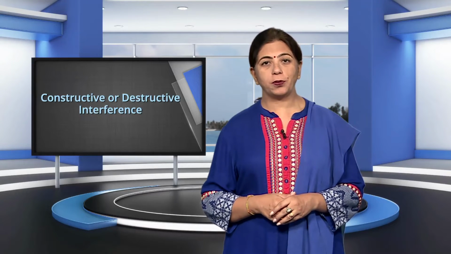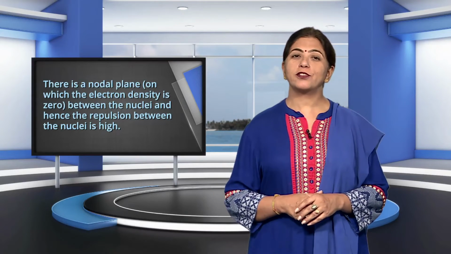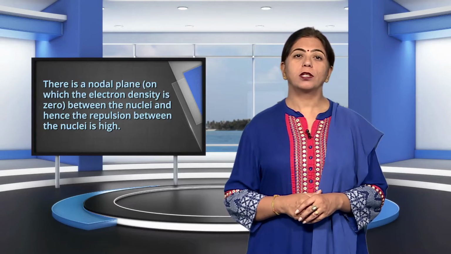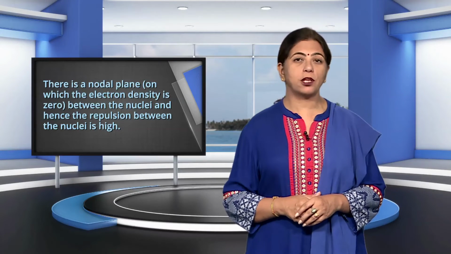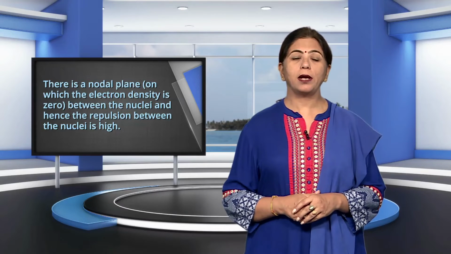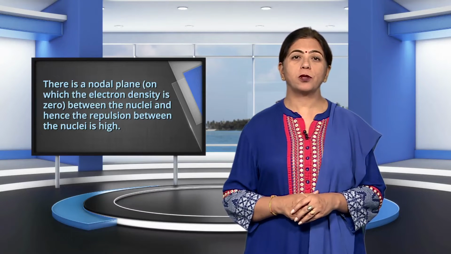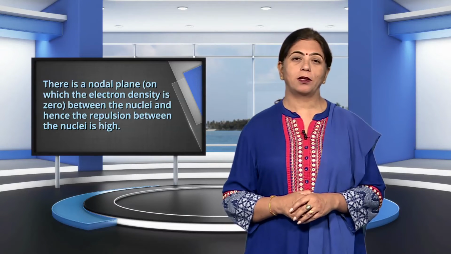While in case of an antibonding molecular orbital, most of the electron density is located away from the space between the nuclei. In fact, there is a nodal plane on which the electron density is 0 between the nuclei, and hence the repulsion between the nuclei is high.